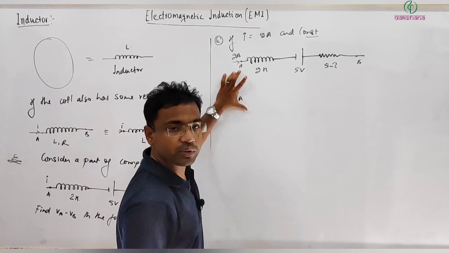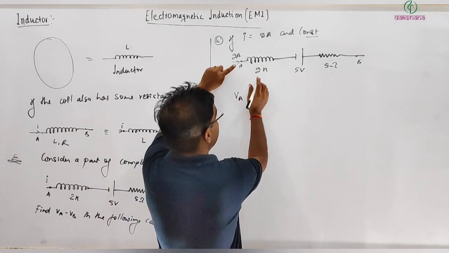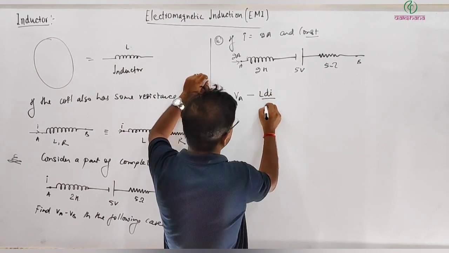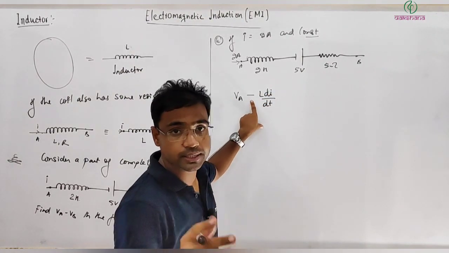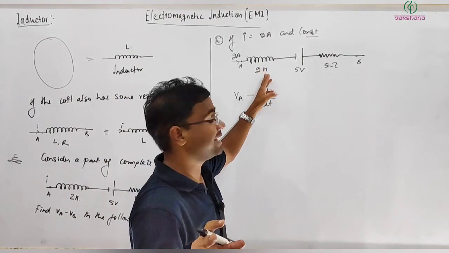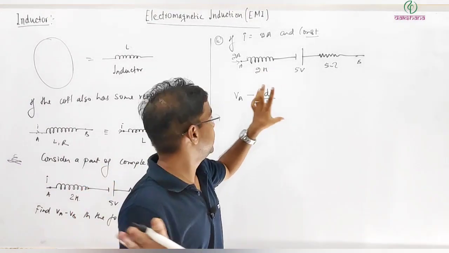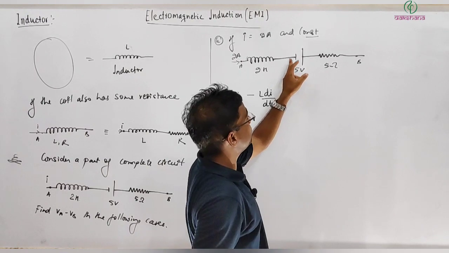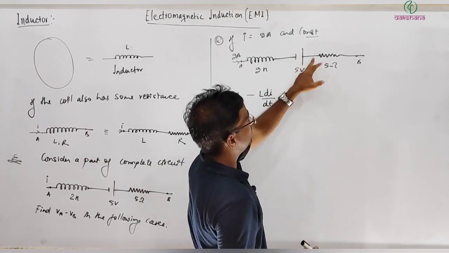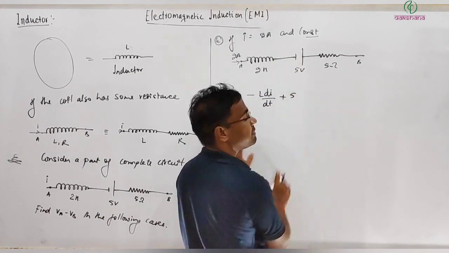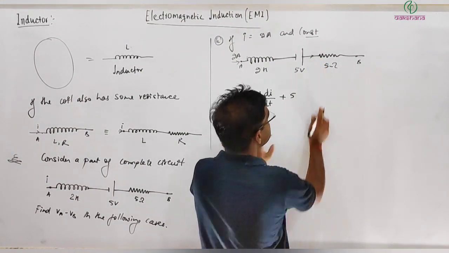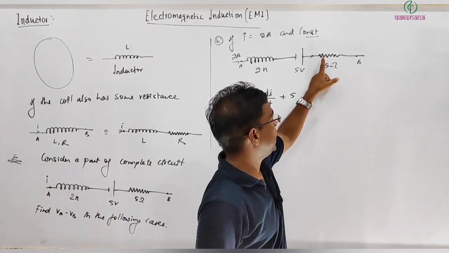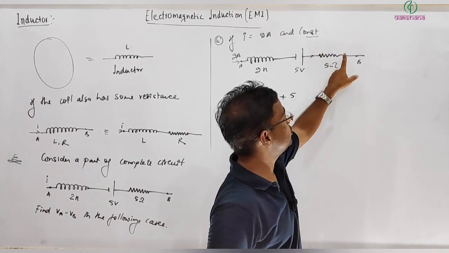So VA, whatever it is. Now I'm going through this. So minus L di by dt. Remember that. I do not care whether current is increasing or decreasing, what is happening. Always minus L di by dt. Here I know already if I am going from this point to that, then it will add. So plus 5 volt. Now across the resistor, I am going in the direction of current. So across the resistor, current flows from high potential to low potential.